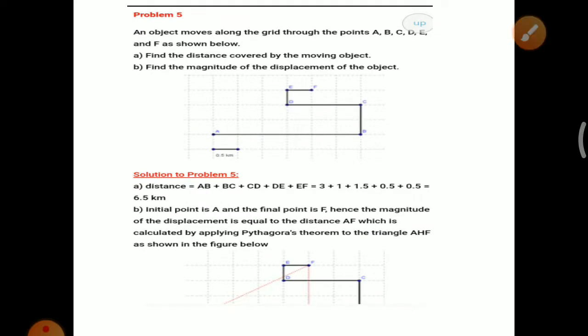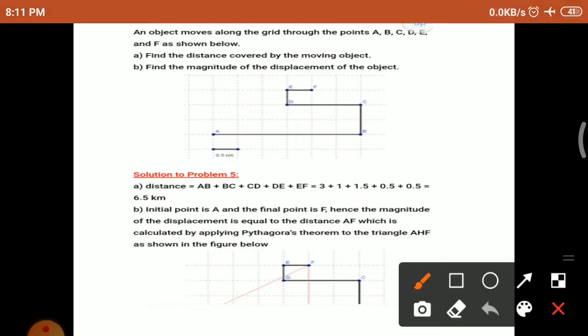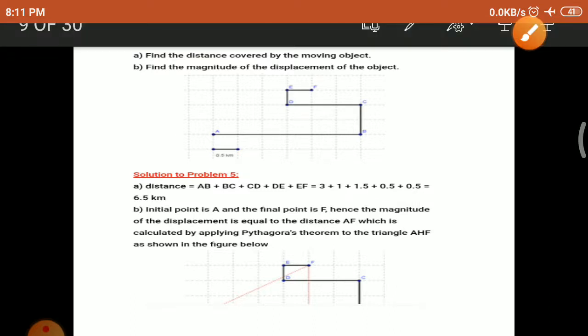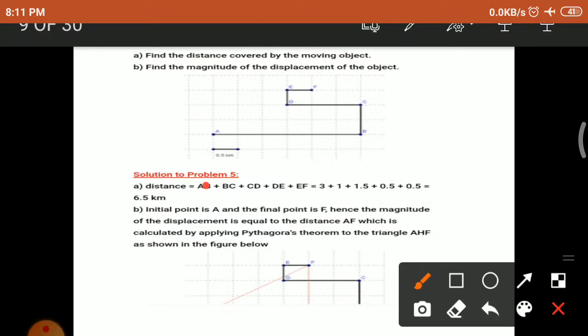The next one, an object moves along the grid. The points are A, B, C, D, E, F. Find the distance and displacement. Each square box is equal to 0.5 kilometer. So first it travels AB, then BC, then CD, then DE, EF.